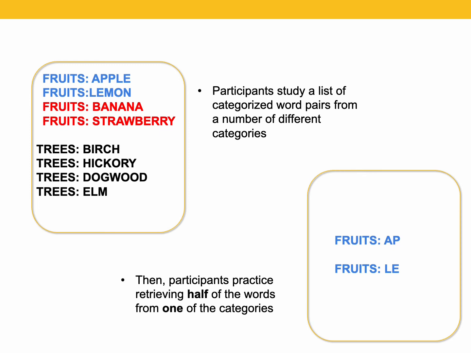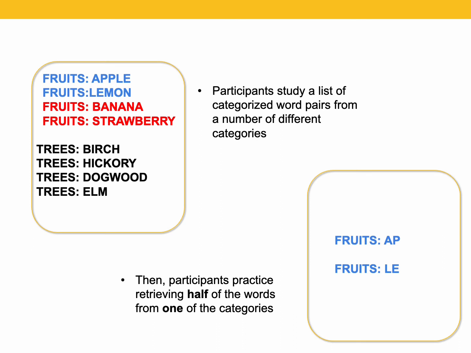So they might study fruits apple, fruits lemon, fruits banana, and fruits strawberry. And then maybe they'll study a series of trees: trees birch, hickory, dogwood, elm. One thing I should mention though is that these words are always mixed up, or most of the time they're mixed up.